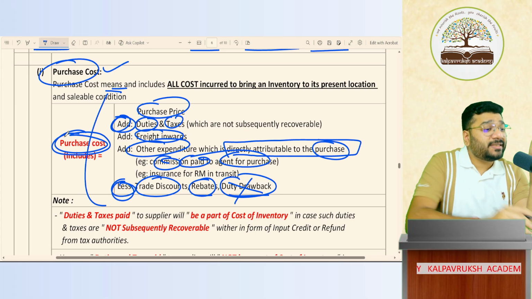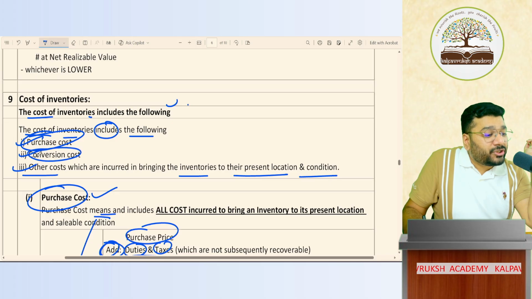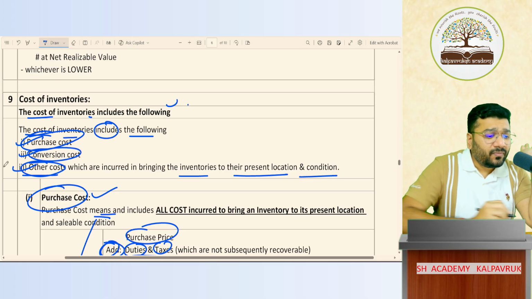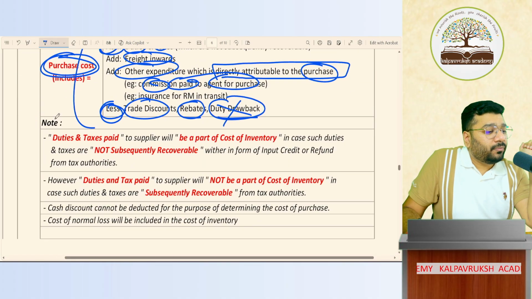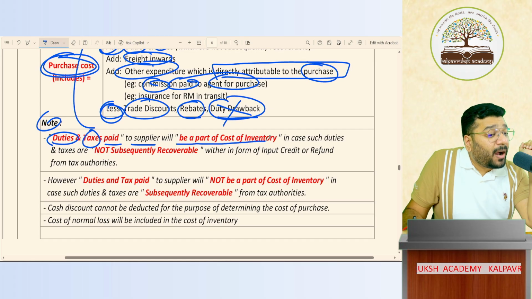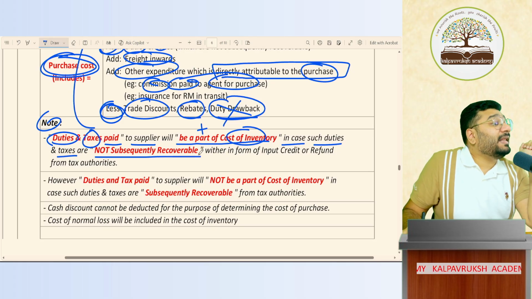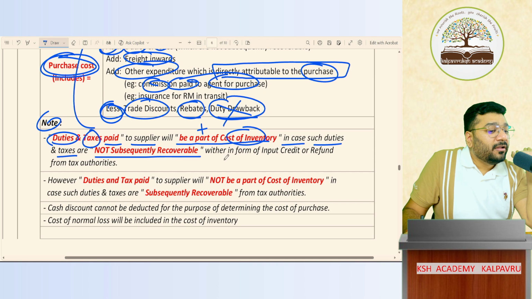This purchase cost is just one component of cost of inventory. Beyond this there are conversion cost and other cost. So are we clear with the meaning of purchase cost? Note I've given below. Duties means customs duty. Taxes means GST, which is paid to the supplier, will be a part of cost of inventory. Means what? Will be added to the cost of inventory in case such duties and taxes are not recoverable. Not recoverable. If input credit comes, minus it, otherwise add it. Got it? Not got it?